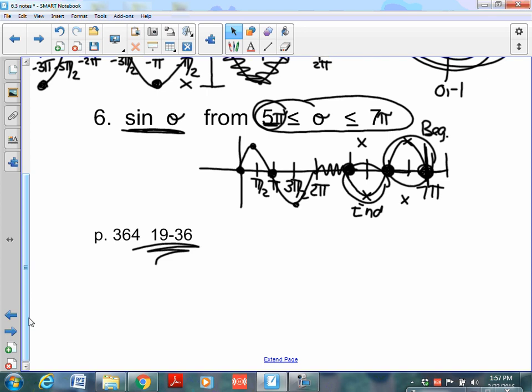There isn't much to this. Tomorrow, though, we're going to translate, and that's where it gets more powerful. 19 through 36, I'll put it on the board, page 364.